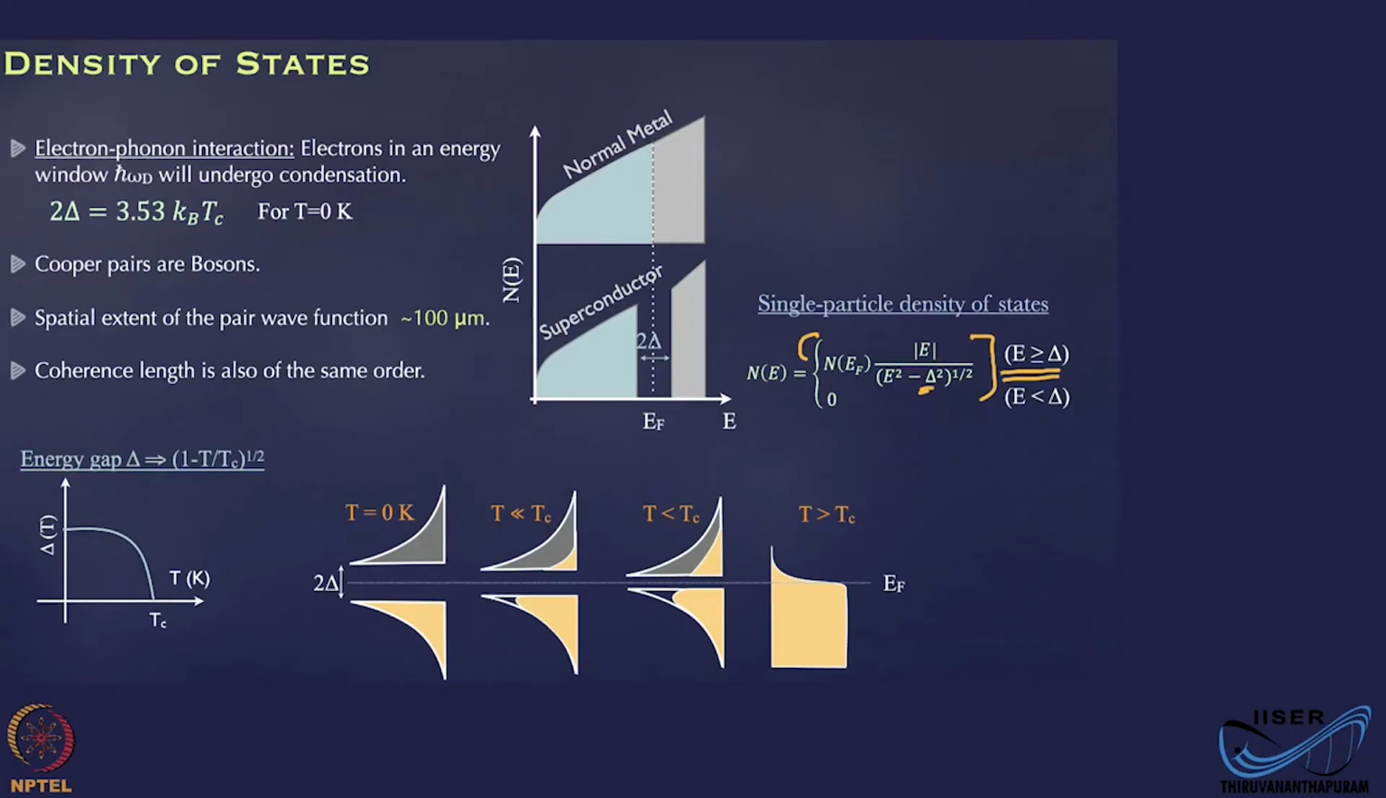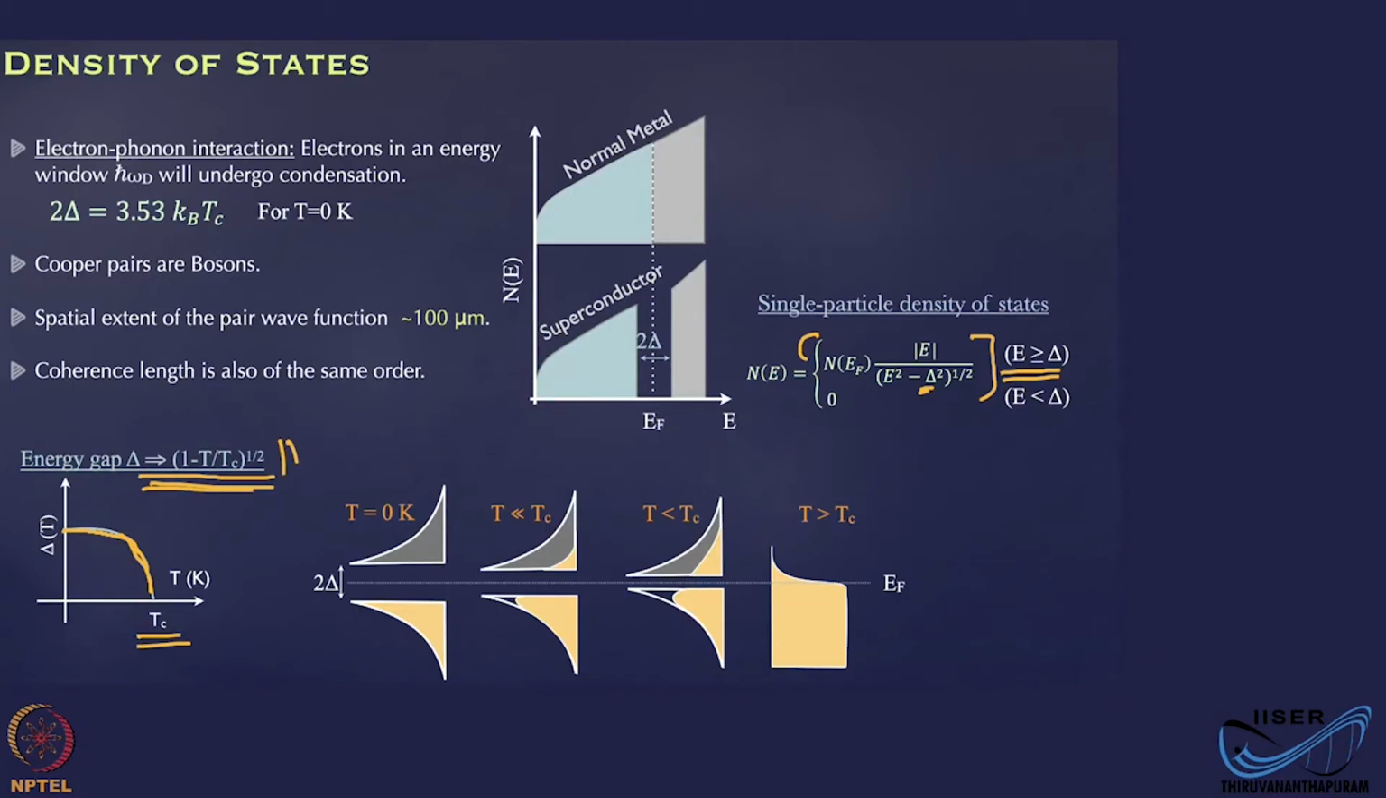Now, the energy gap as a function of temperature varies by this expression, and this is valid when it is close to the transition temperature Tc. So it's more or less constant with temperature, but as Tc is reached, it's going to take this form. So this formula is more applicable when the temperature is close to Tc.